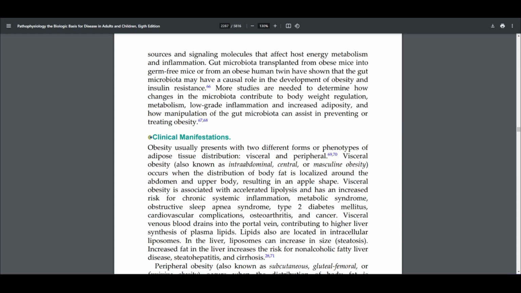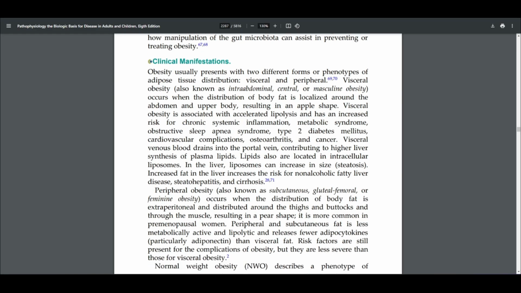Gut microbiota transplanted from obese mice into germ-free mice, or from obese human twins, have shown that the gut microbiota may have a causal role in the development of obesity and insulin resistance. More studies are still needed to determine how changes in the microbiota contribute to body weight regulation, metabolism, low-grade inflammation, and increased adiposity, and how manipulation of the gut microbiota can assist in preventing and treating obesity in the future.